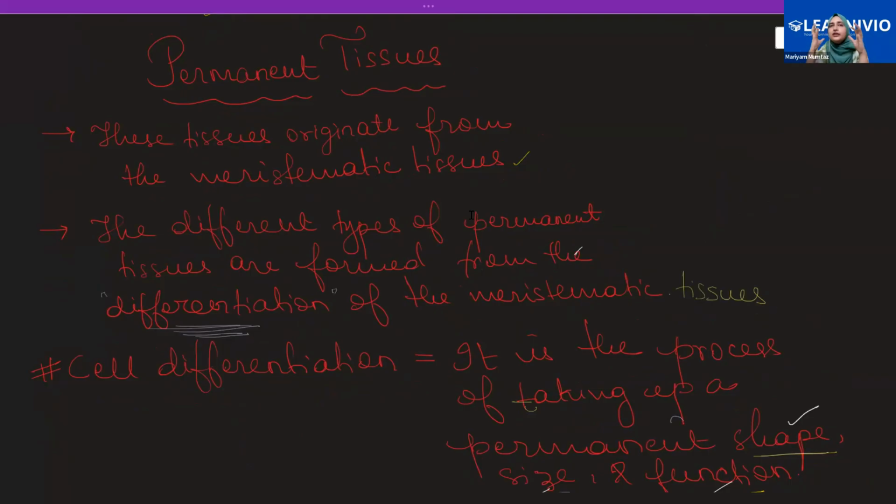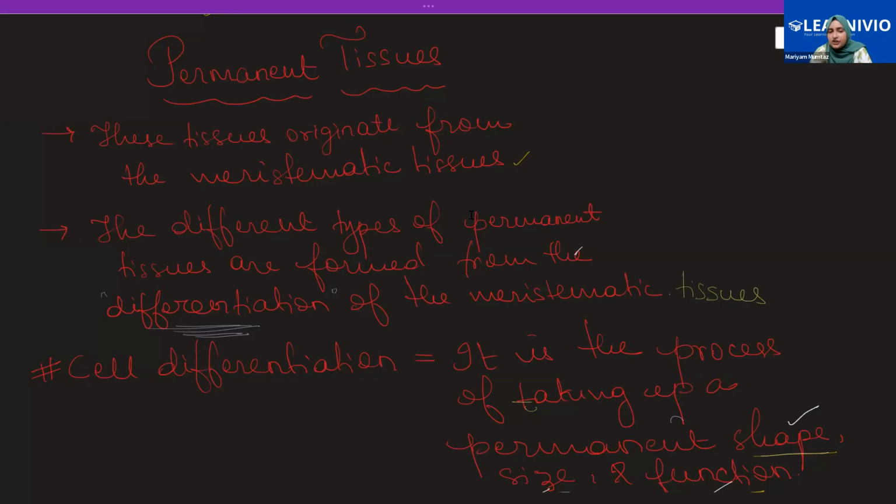Whenever the meristematic tissues have lost the capability of dividing, they can't divide anymore. So these meristematic tissues that have lost the ability to divide become the permanent tissues. Different types of permanent tissues are formed from the differentiation of the meristematic tissue.